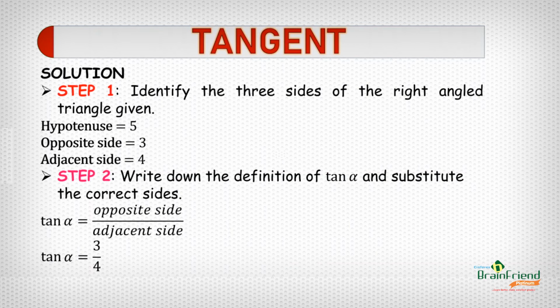So step 1, we identify the 3 sides of the right angle triangle given, where we had our hypotenuse to be 5, our opposite side to be 3, and our adjacent side to be 4. Now we write down the definition of tan alpha and substitute the correct sides. Tan alpha is equal to opposite side over adjacent side. So substituting our values, tan alpha will be equal to 3 over 4.